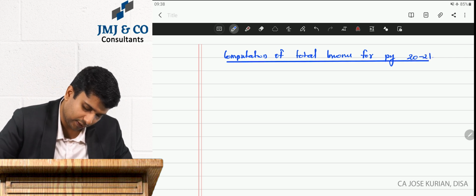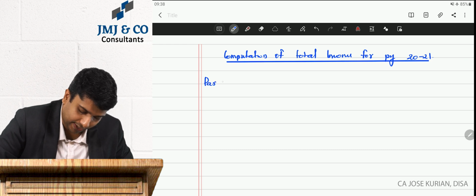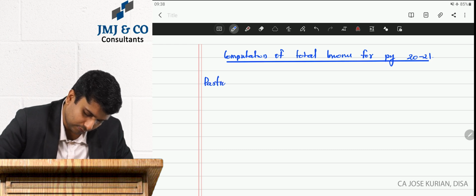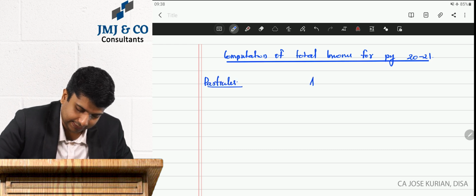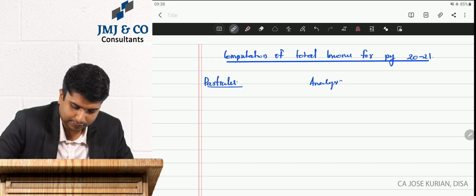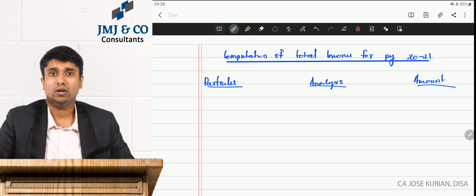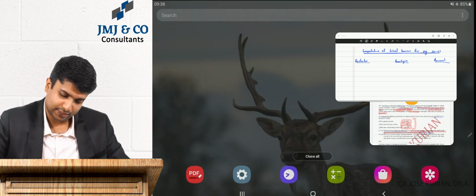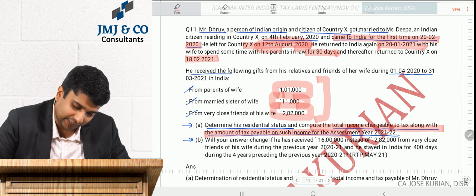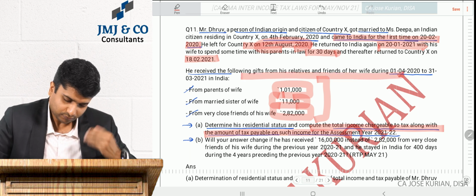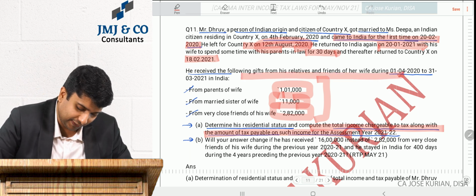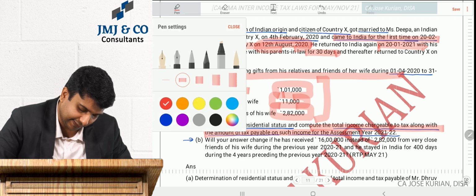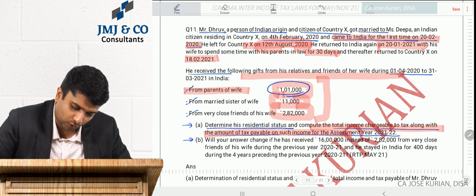So let's compute the total income, friends. We will write a particular format: particulars, then analysis, and finally amount. So let's compute the total income first. The first thing is he got some gift from relatives and friends. And the first item is gift from parents, and the amount is 1,01,000.